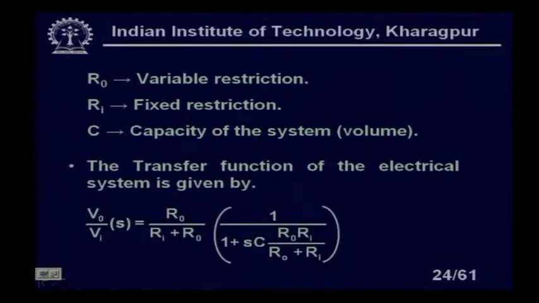The transfer function of the electrical system can easily be found, and is given by V_O by V_I equal to R_O upon (R_I plus R_O) times 1 upon (1 plus s C R_O R_I upon (R_O plus R_I)).